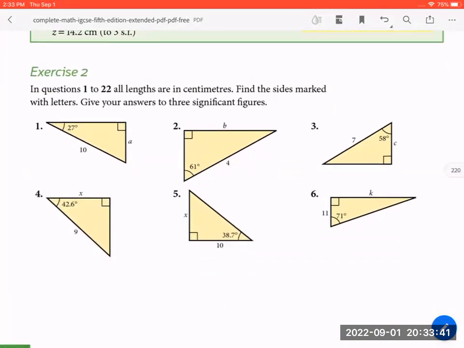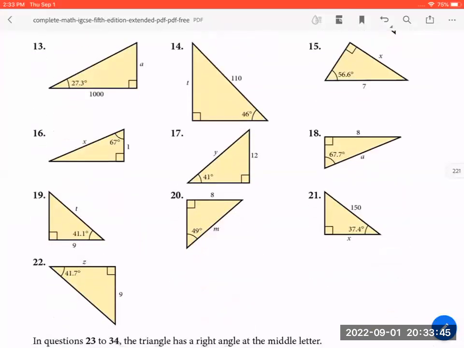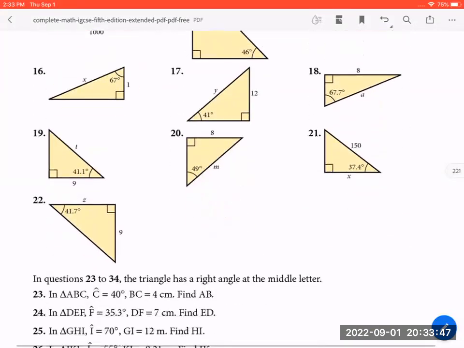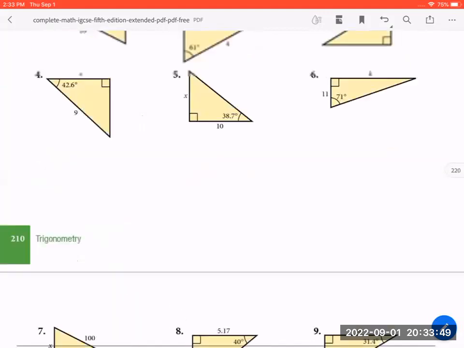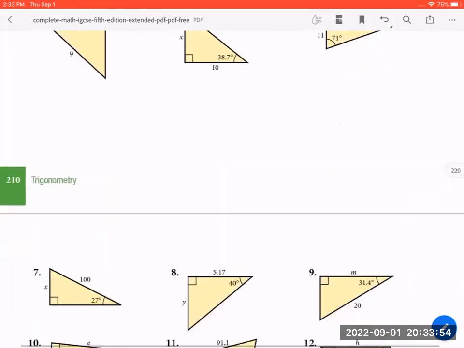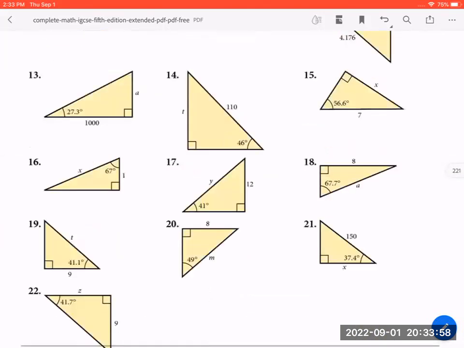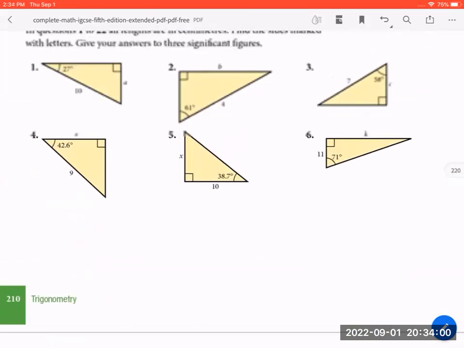Here we have some figures. In each figure, he's asking to find a certain side. So I think it's an easy one. Let us pick some of these. It's from 1 till 22. Let us pick, for example, the odd numbers, and I will leave for you the even numbers. So start solving the odd numbers, please.